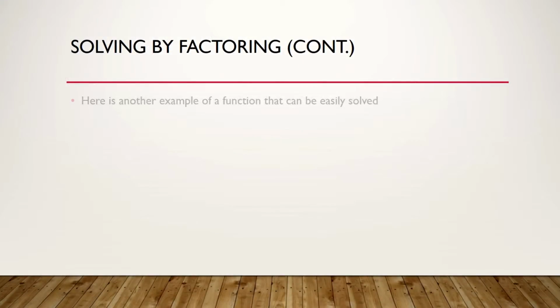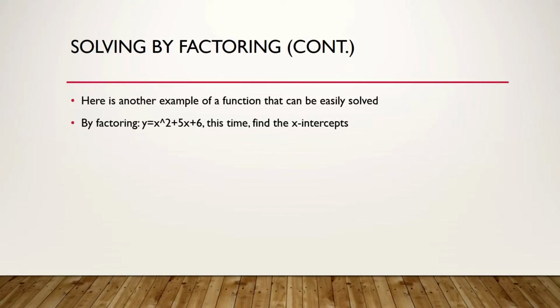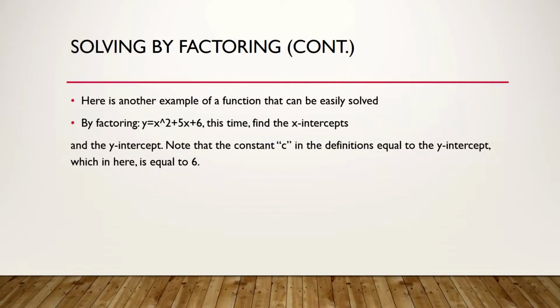Here is another example of a function that can be easily solved by factoring: y = x² + 5x + 6. This time, find the x-intercepts and the y-intercept. Note that the constant c in the definition is equal to the y-intercept, which here is equal to 6. To solve for the x-intercepts, simply factor the standard form. The solution is as follows.